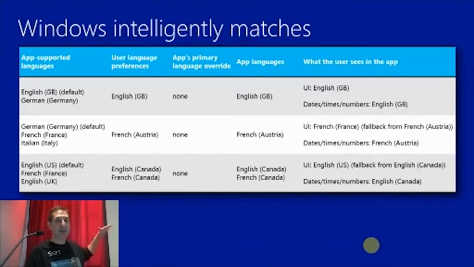The next one is the app includes English US, French from France, English from the UK. The end user has said English from Canada, French from Canada. And so the languages are English from Canada and French from Canada. There is no English Canada. And so the UI is going to be English US, which is the fallback for English Canada. Does that make sense?